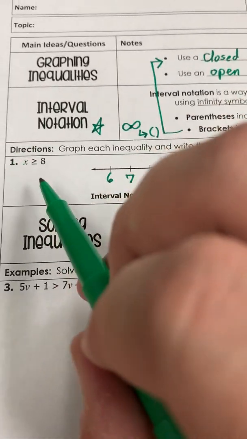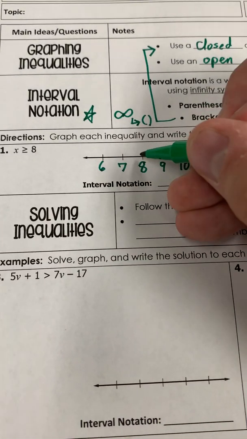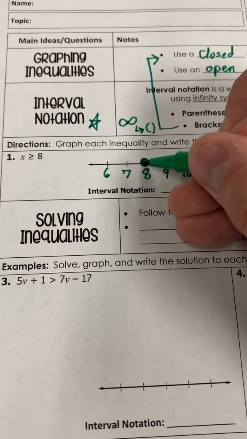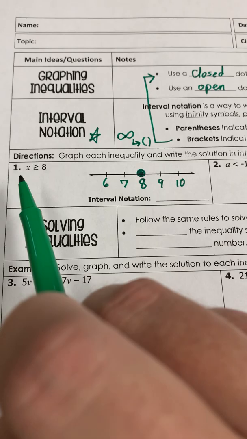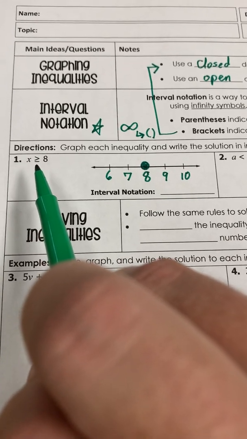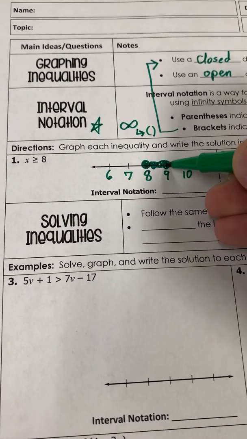To shade, we look at the symbol. It is greater than or equal to. So that's a closed circle. When you shade, really read what it says. X is greater than or equal to 8. So we're going to shade the numbers that are greater than.